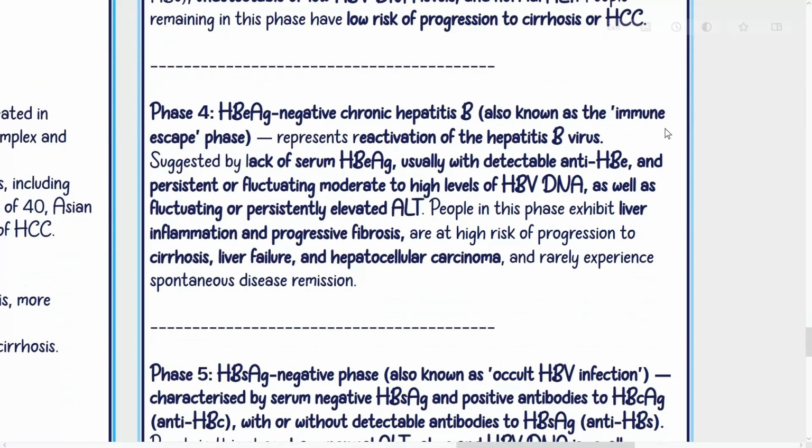Phase 4. Hepatitis B e antigen negative chronic hepatitis B, also known as the immune escape phase, represents reactivation of the hepatitis B virus, suggested by lack of serum HBeAg, usually with detectable anti-HBe, and persistent or fluctuating moderate to high levels of HBV DNA, as well as fluctuating or persistently elevated ALT. People in this phase exhibit liver inflammation and progressive fibrosis, are at high risk of progression to cirrhosis, liver failure, and hepatocellular carcinoma, and rarely experience spontaneous disease remission.